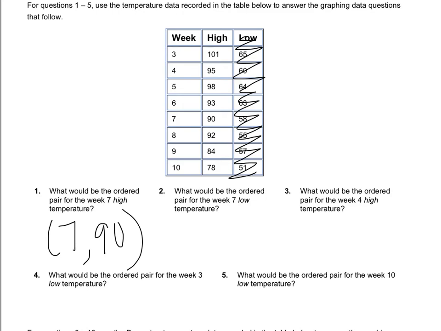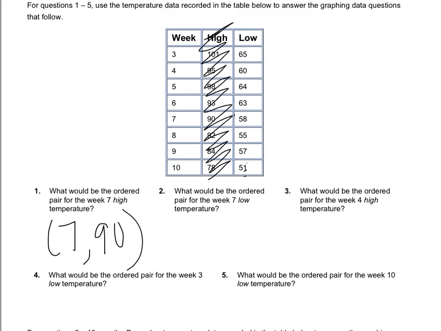For number 2, it asked me, what would be the ordered pair for the week 7 low temperature? This time, I need the low temperature column, but I don't need the high temperature column, so I'm basically ignoring that. So the week 7 low temperature would be 7, 58.